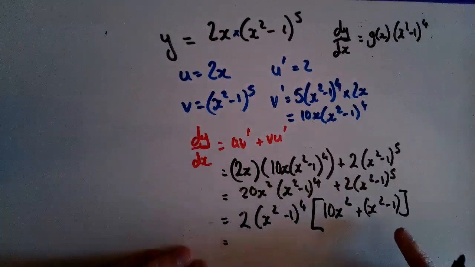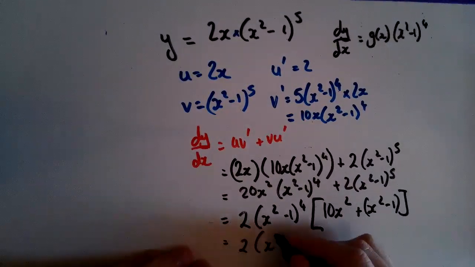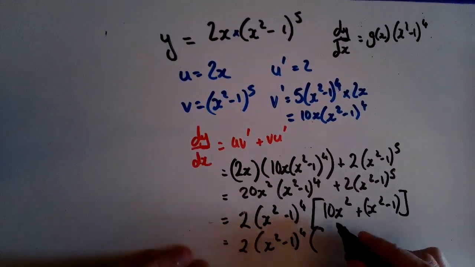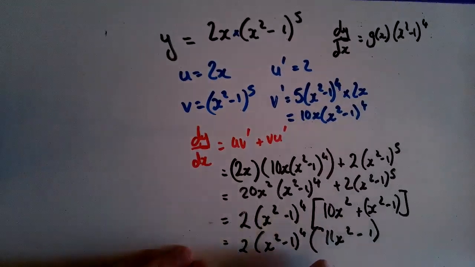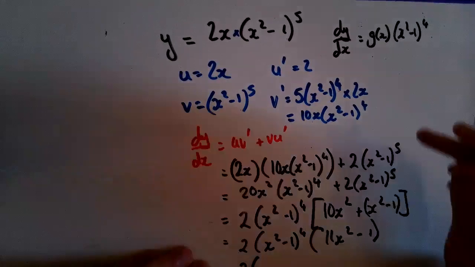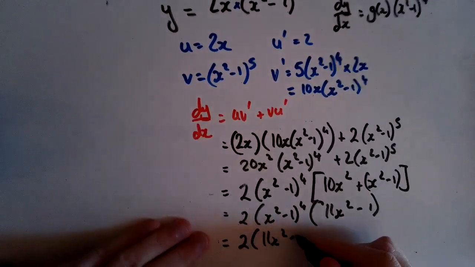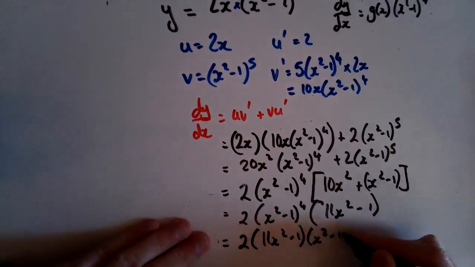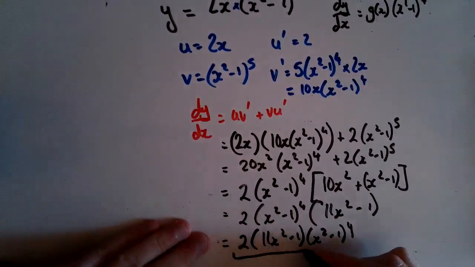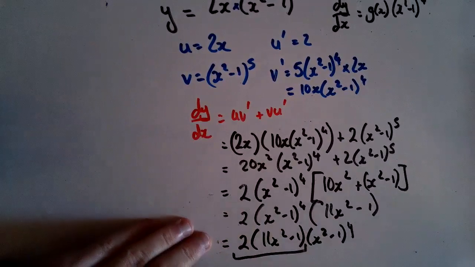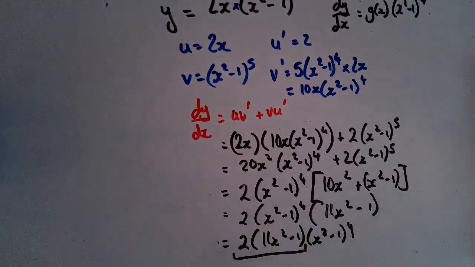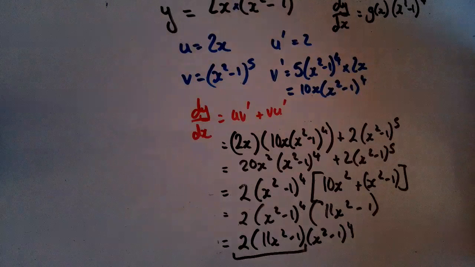Now all I need to do is just simplify this bracket. So 10x squared plus x squared is 11x squared minus 1. So there we go. If I just write that in the form at once: 2(11x squared minus 1)(x squared minus 1) to the power 4. So this bit there is my g(x). Or I could expand it and get 22x squared, take away 2. And that's that one.